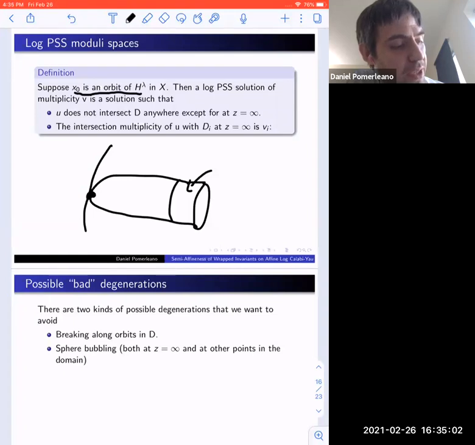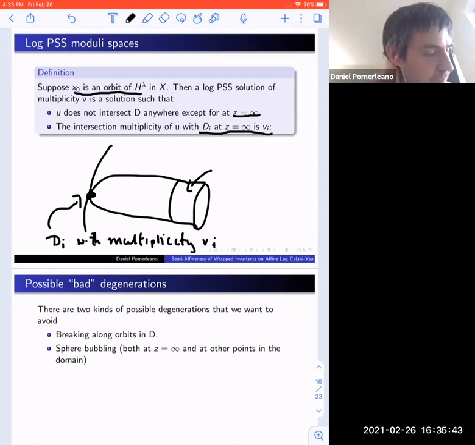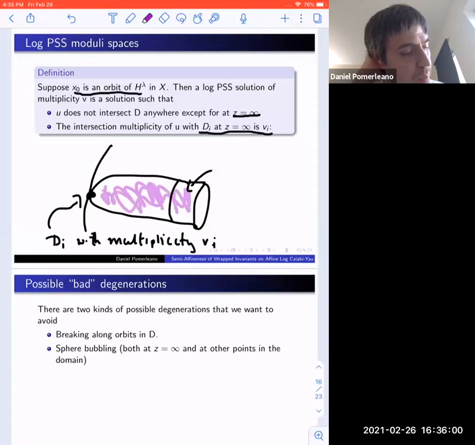And the analog of the cycle condition is that we place a multiplicity constraint at this point z equals infinity. We require that at z equals infinity, the intersection with the corresponding divisor stratum D_i will be v_i. So we want it to intersect D_i with multiplicity v_i. And then the rest of the solution all lies in X. So everywhere else other than this distinguished point will lie in X, the whole solution apart from this one point at infinity.